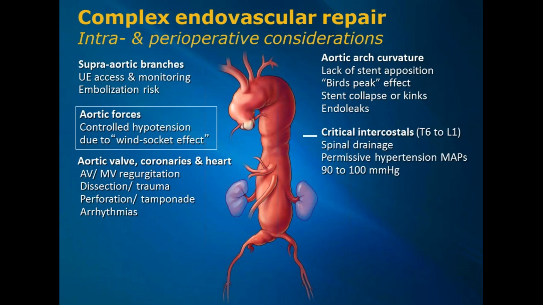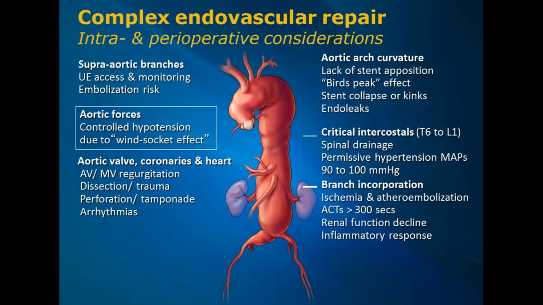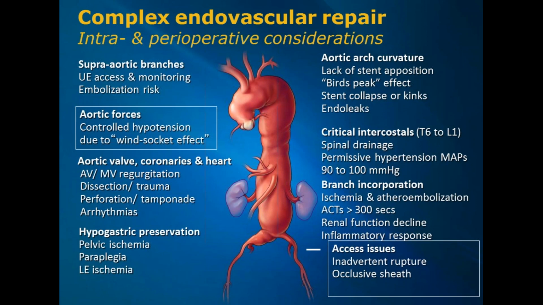Then you start looking, if you're coming down all the way here, this wasn't the case this time, covering the critical artery of Adamkiewicz. You have to maintain the blood pressure high, otherwise the patient becomes paraplegic. If we're dealing with branches, you have to deal with embolization, perfusion of the hypogastric, very important, and access.